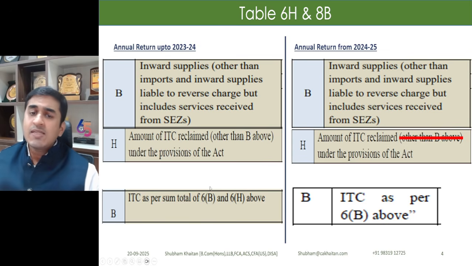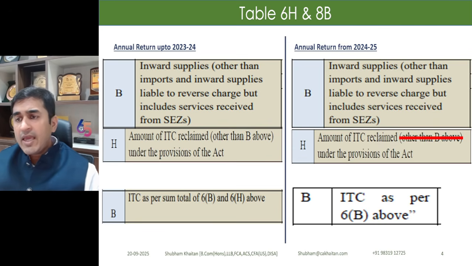Table 8 contains the reconciliation between 2B and 3B. What I need to do now is reconcile between 8A, which is talking about 2B, and 8B, which is 6B and H. Now, as per 8B, they want to take figures only as per 6B. They will not be taking figures as per 6H.